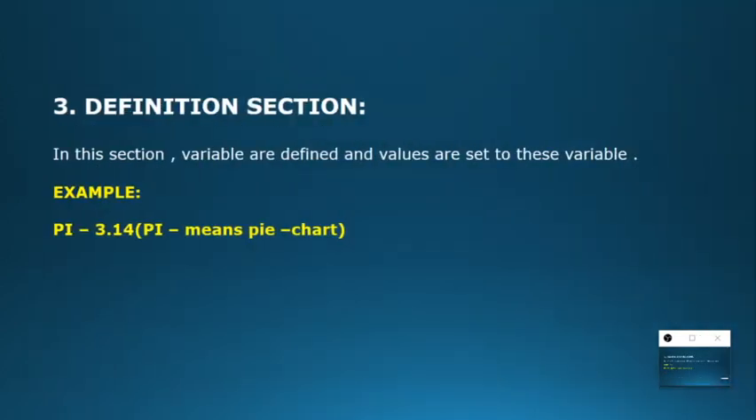And the third section is the definition section. Whenever we declare something in the definition section, it will be like a permanent value. Suppose pi means pi, the value will be 3.14, so it will not change. The things which are not changing, we generally declare in the definition section.